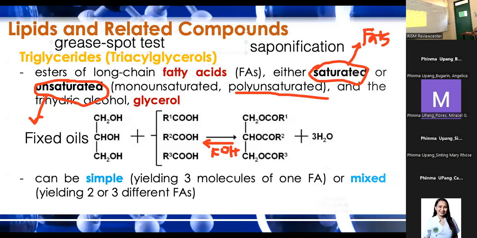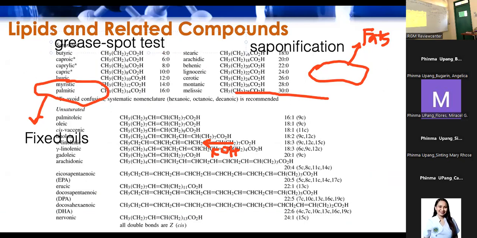Alright. Now, we are done with your simple lipids, yung triglycerides. Punta muna tayo doon sa inyong fatty acids for us to understand better. These fatty acids. So, medyo marami ito.